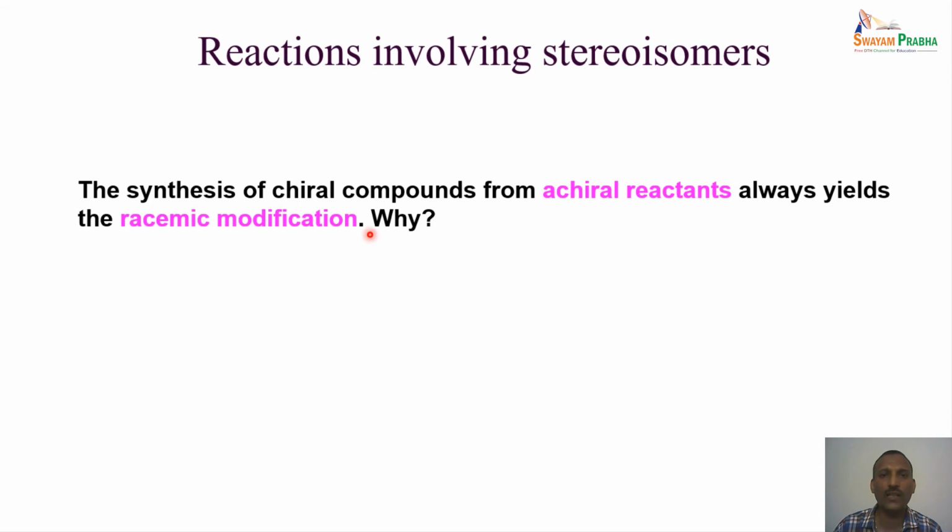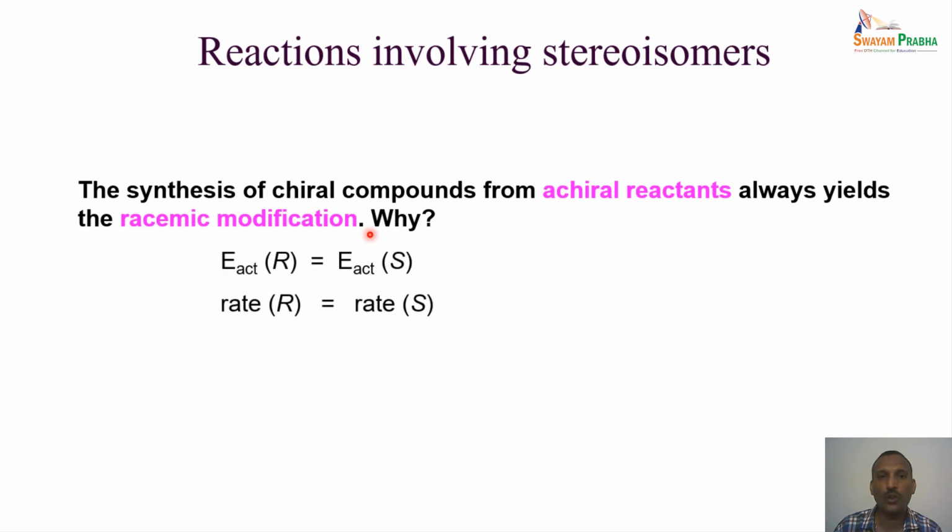We need to answer why this always happens. As I mentioned, we get both products, but they are formed in a 1:1 ratio. If one isomer rotates the plane polarized light in the right hand direction, the other isomer will rotate the same light in the left hand direction. So a 50-50 mixture of right and left cancel each other, and the net optical rotation is 0. In other words, the compound is optically inactive.